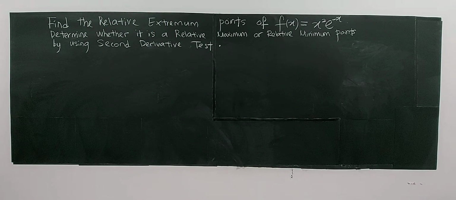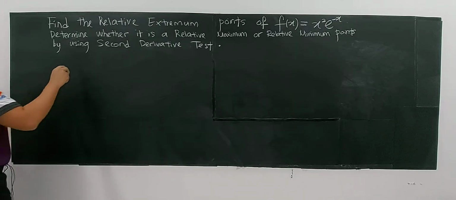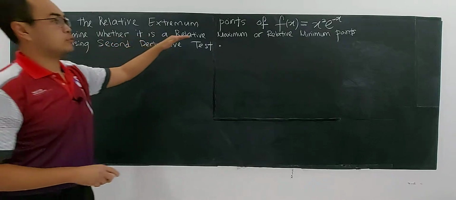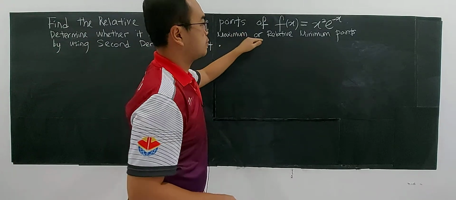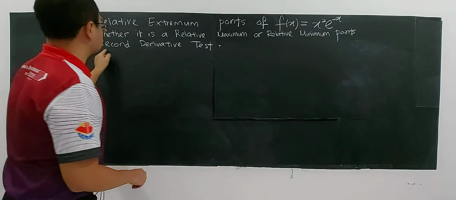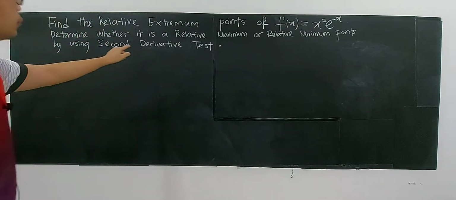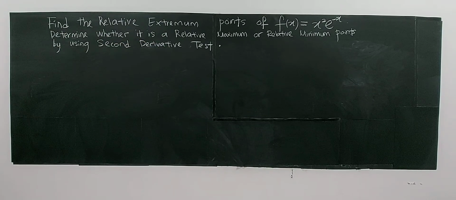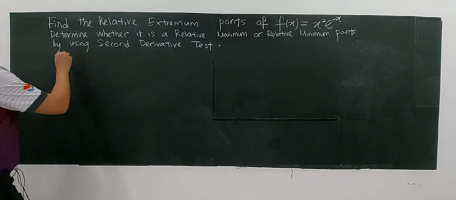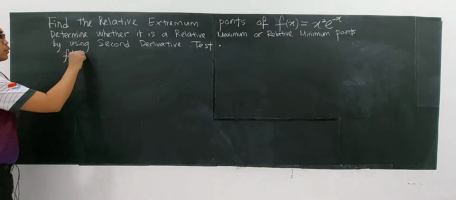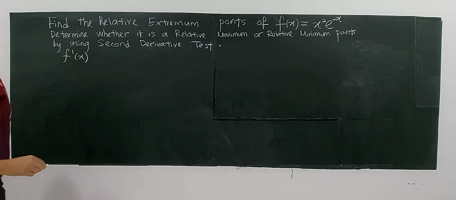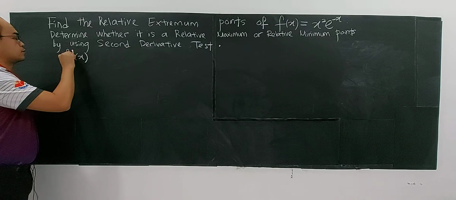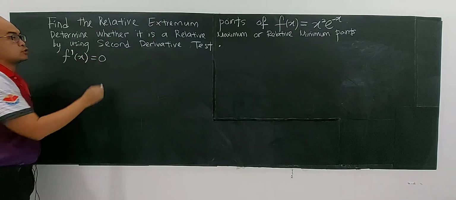For these cases, we refer to the relative extremum point. We find dy/dx, that is f prime x, and determine whether the point is a relative maximum or minimum point by using the second derivative test. So if you want to find a relative extremum point, you have to differentiate and set f prime equal to 0.